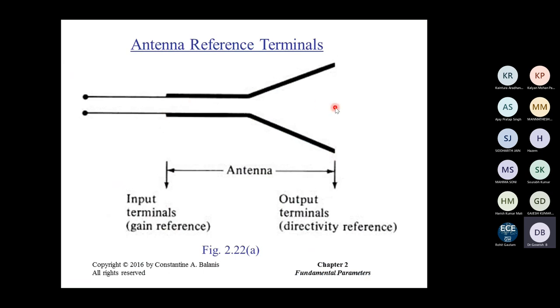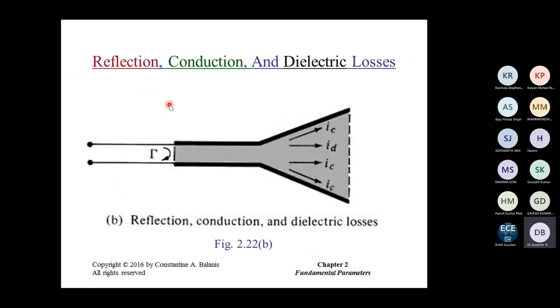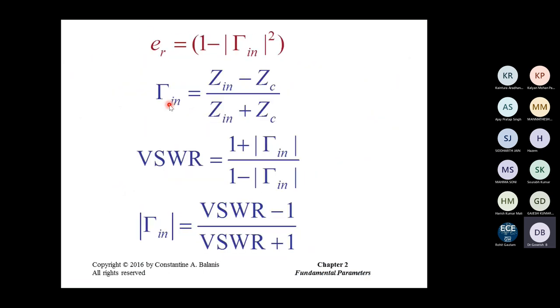So it's the ratio of radiation intensity of a given antenna to that of the isotropic antenna, if the power received by the antenna, that is P in, was radiated. Whereas if you take P radiated, that becomes directivity. So the reference becomes output terminals. For gain, the reference becomes input terminals. Instead of P radiated, it is received power or P in.